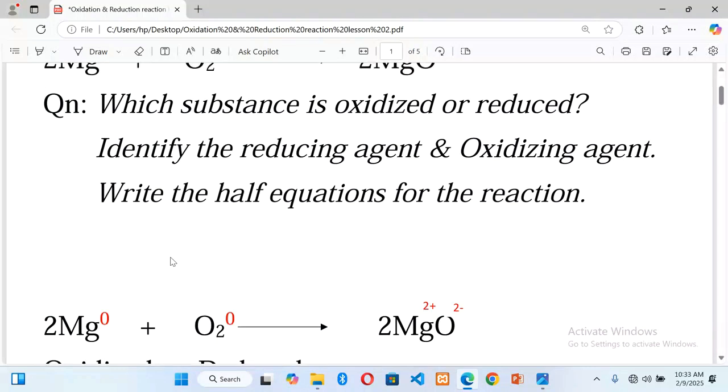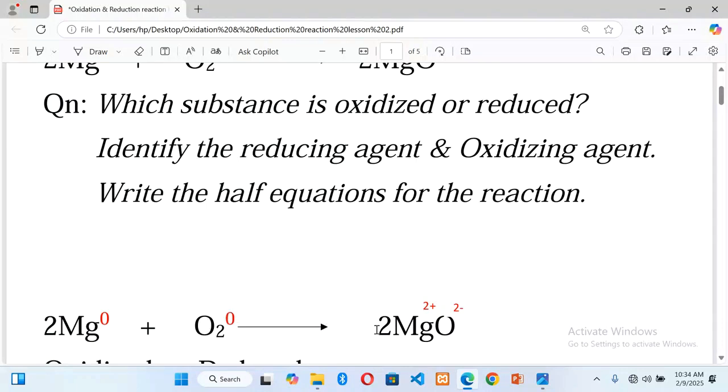So when we look at this equation, magnesium reacting with oxygen to produce magnesium oxide, we said that for free or uncombined elements, like here we have magnesium, its oxidation number is 0, which is the same case with oxygen. It is an uncombined element, therefore its oxidation number is 0.